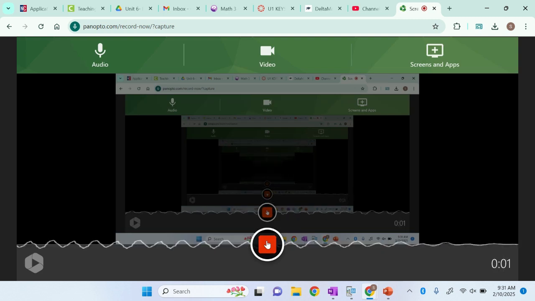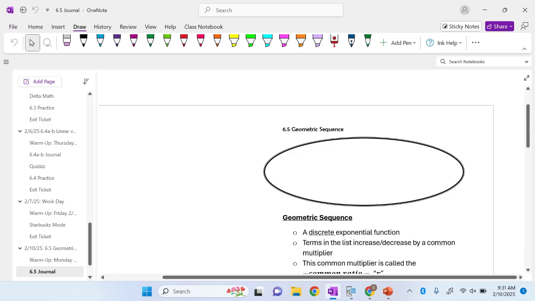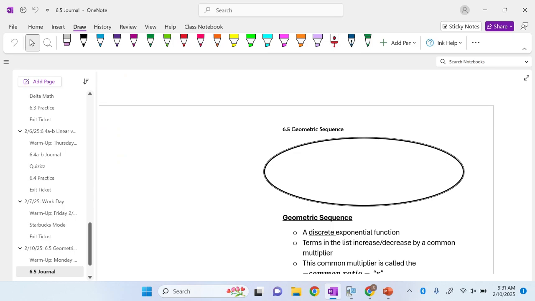This lesson is lesson 6.5, which is all about geometric sequences. You may remember from first semester, around unit 3, we did arithmetic sequences. Very similar, but slightly different. With arithmetic sequences, you're adding and subtracting a number to get to the next number in the sequence. Geometric, you're typically going to be multiplying or dividing a number to get to the next.